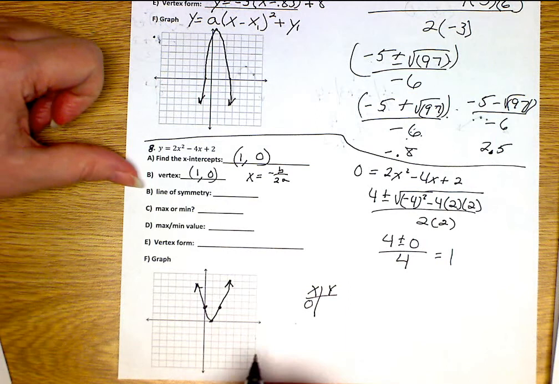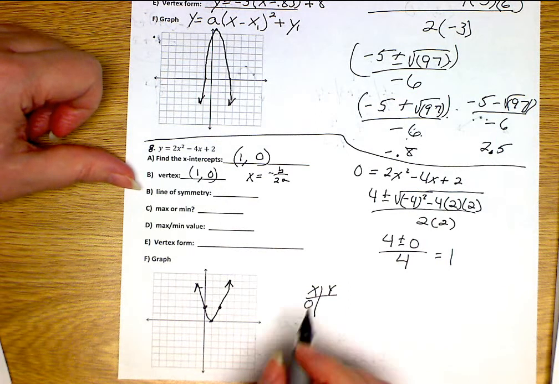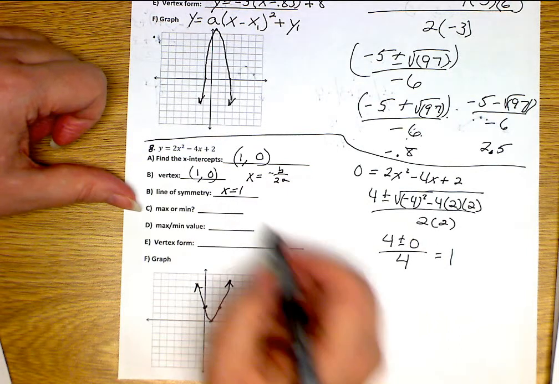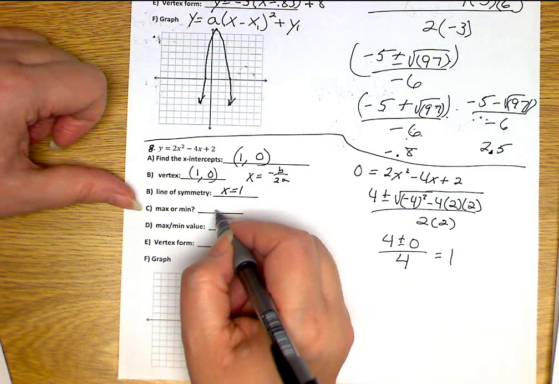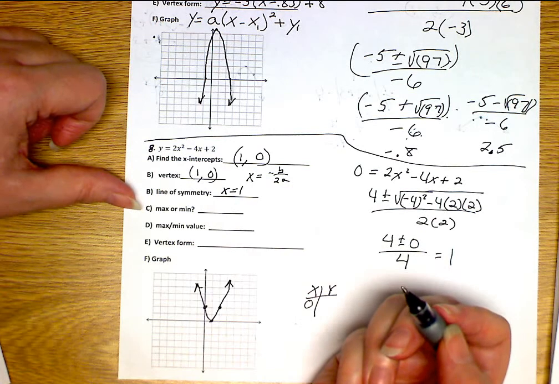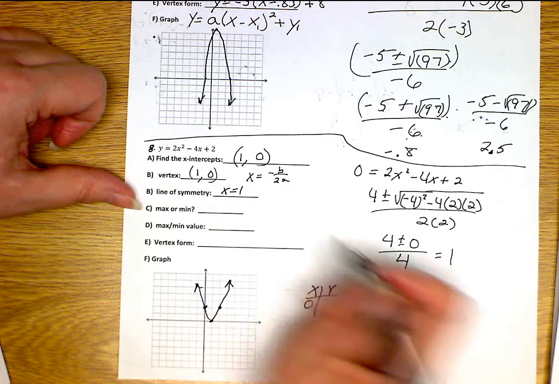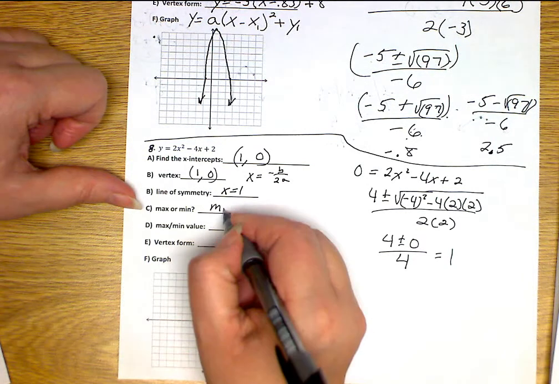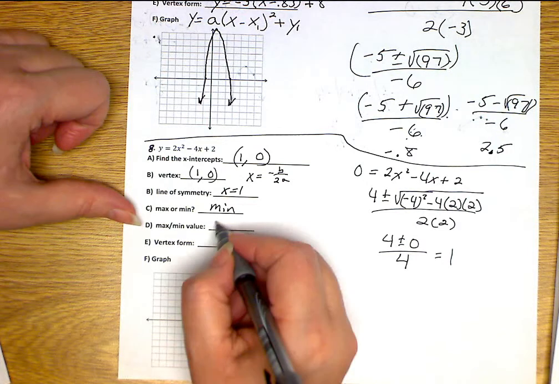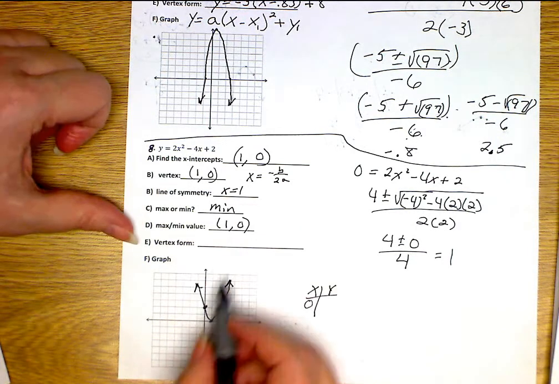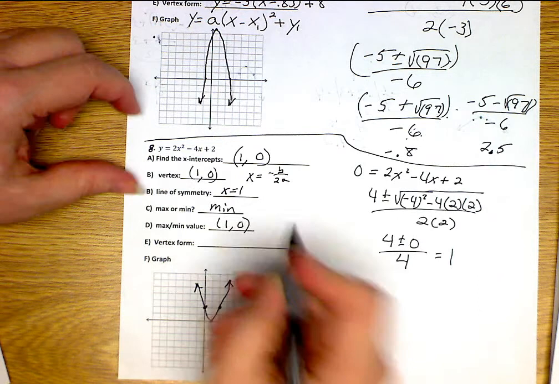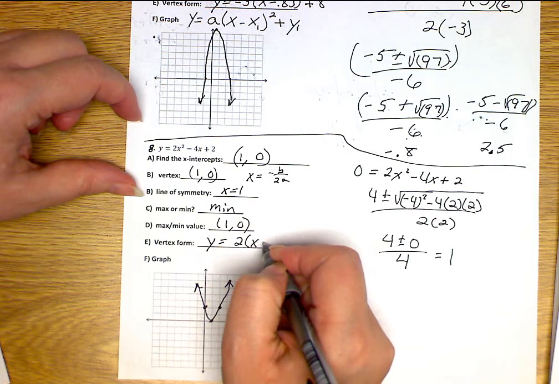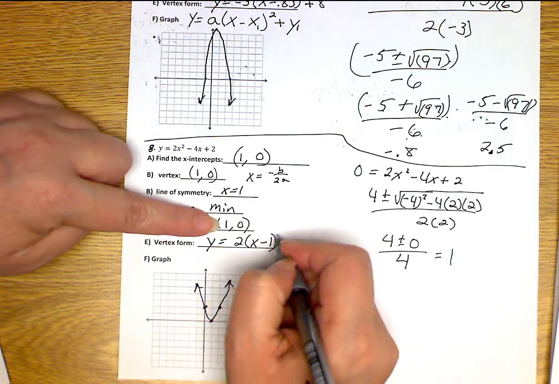What's my line of symmetry? X equals 1. Is y equals 2 a min? So is this a max or min? It's a min. What's my min value? And in vertex form, y equals 2, parentheses, x minus 1, squared, plus 0, and you don't need that.